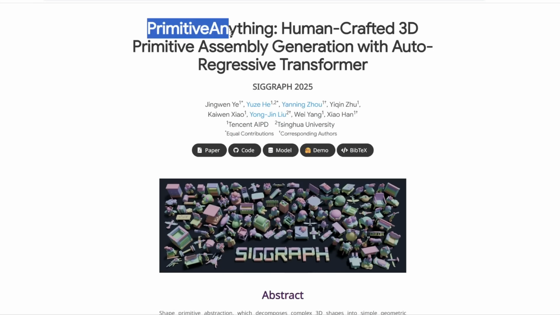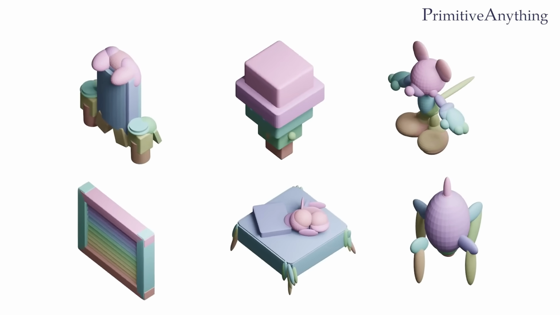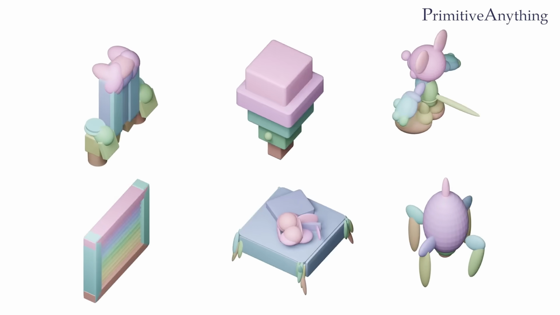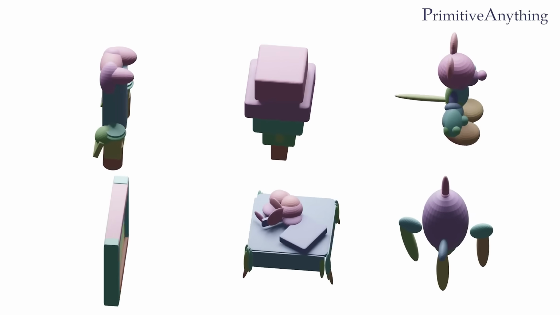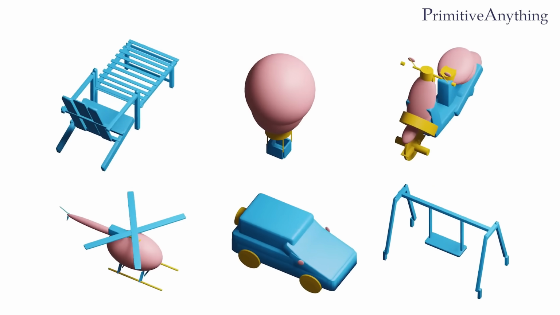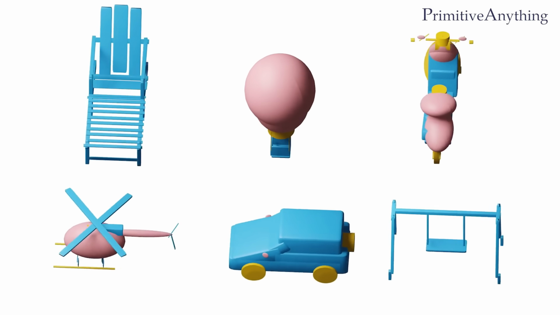Next up, this AI is super interesting. It's called PrimitiveAnything, and this is also by Tencent, and this is an AI that can break down complex 3D shapes into simpler shapes, called primitives. These are kind of like building blocks, so here are some examples. You can plug any 3D model through this AI, and it would segment and break down the model into these primitives or basic shapes like spheres, cylinders, and cones, just to name a few examples.